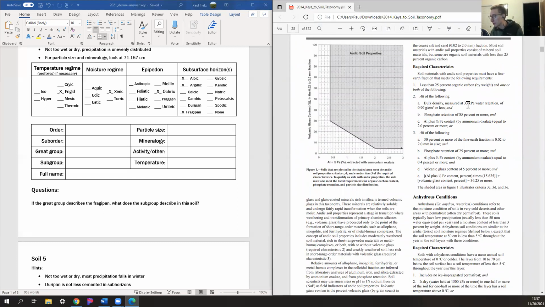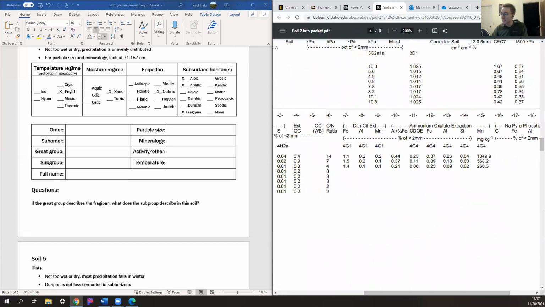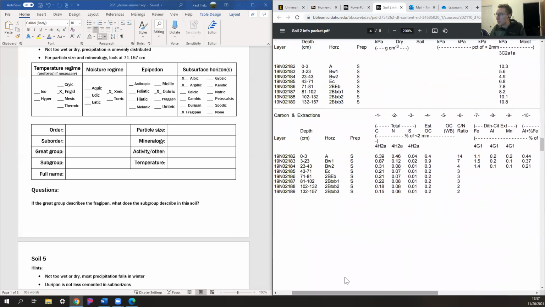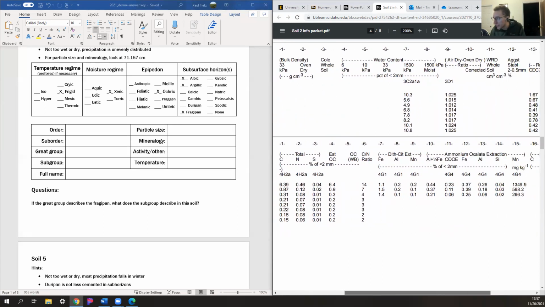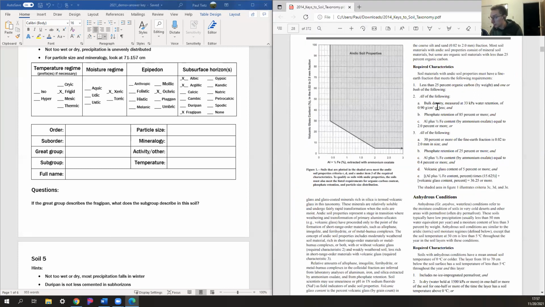A bulk density measured at 33 kilopascals, water retention, of 0.9 grams per cubic centimeter or less, low bulk density. This is a little disappointing because it would show up right here in bulk density. We just don't have that data, unfortunately. I think we can still do our keys without it. Still key this one out. So we're not really sure about that.